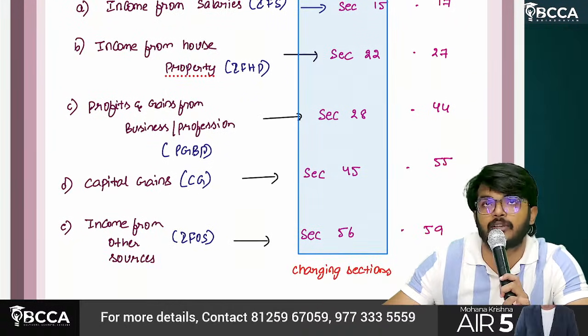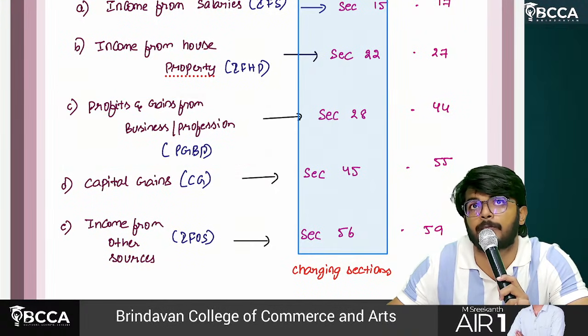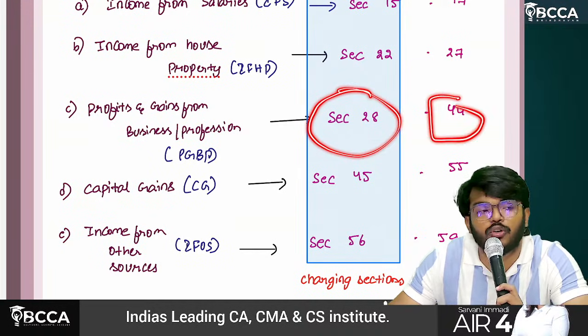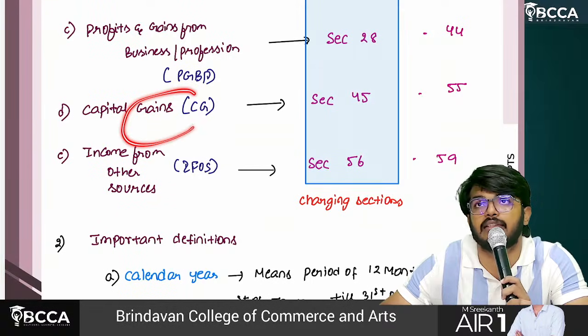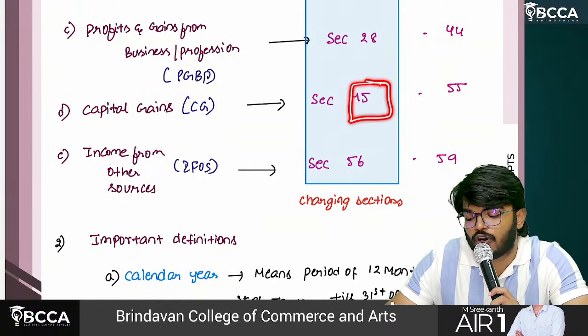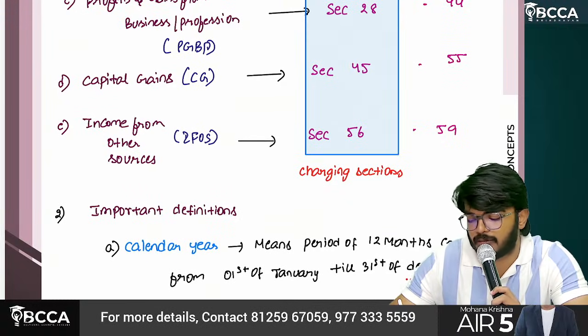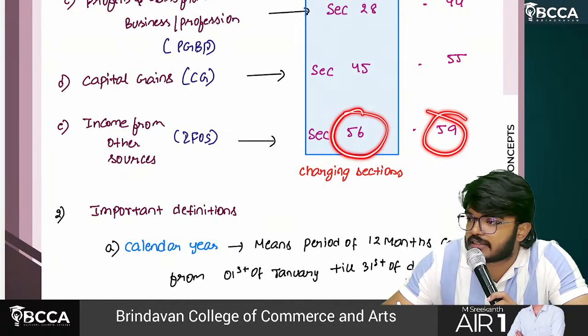Third head of income is what? Profits and gains from business or profession. And what are the sections covered? Section 28 to 44. Fourth head of income is capital gains. The sections covered are 45 to 55. And the last head of income is what? Income from other sources. The sections covered are 56 to 59.